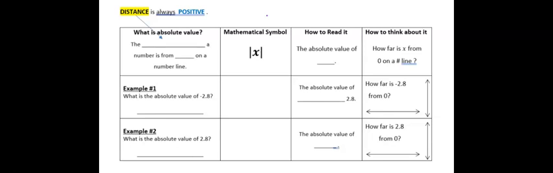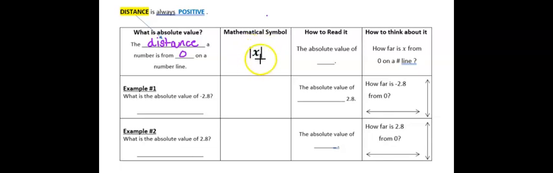But we're talking today about absolute value, and we're talking about distance. And absolute value connects with that because it helps us to keep our distances coming out positive. So distance is always positive. And the distance a number is from 0 on a number line is called the absolute value.